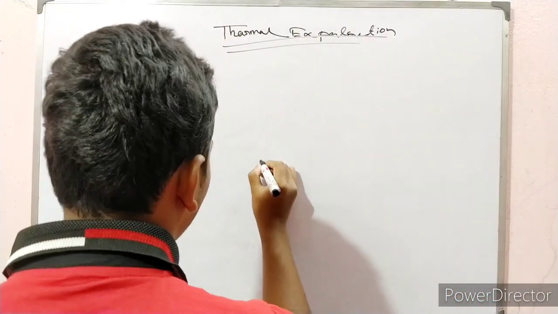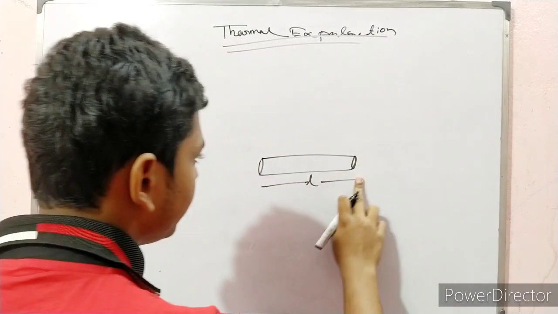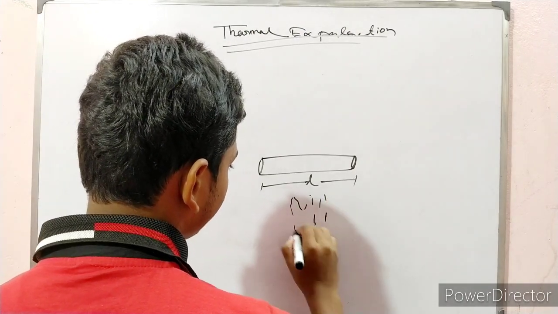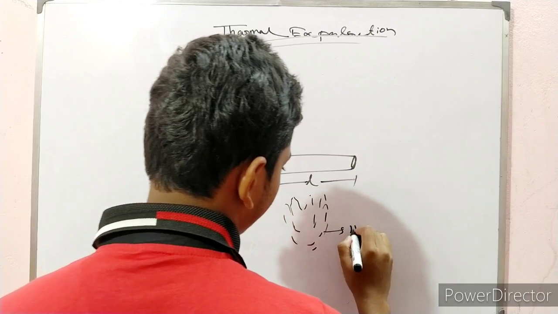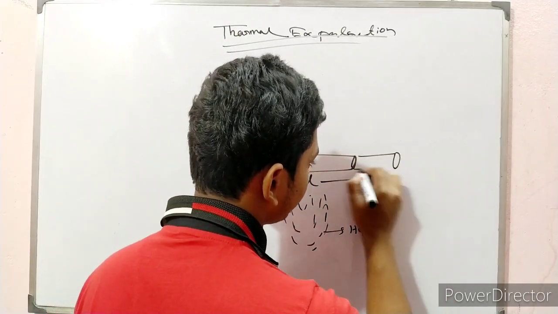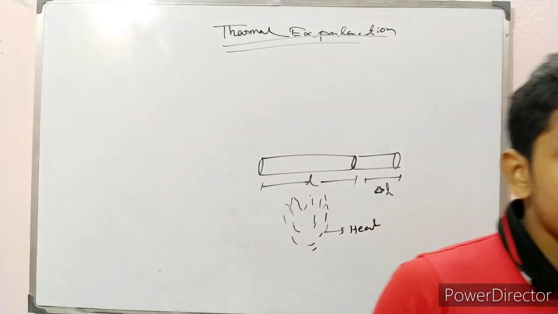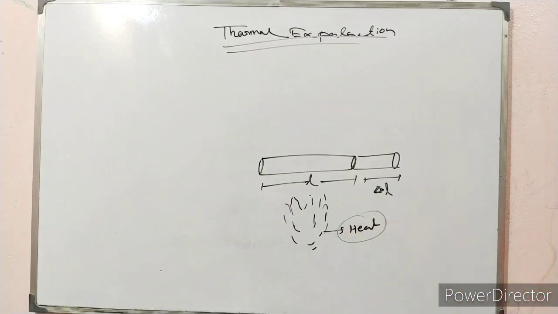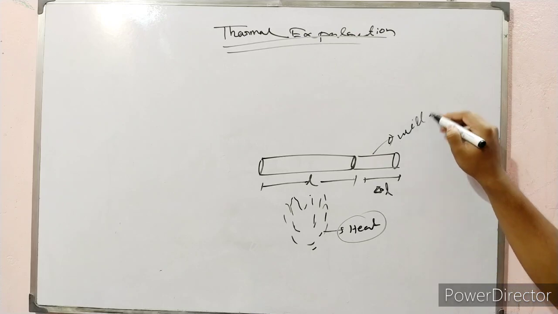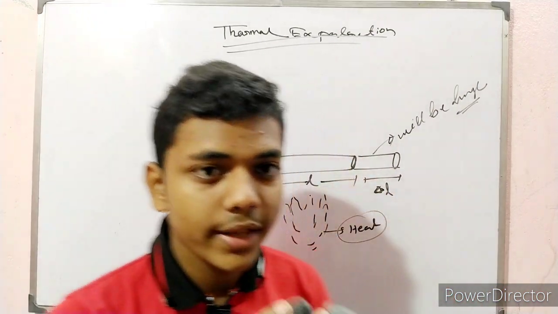Imagine you take a rod of length L and you give heat to it, and the length will change by delta L. So why is the length changed? Due to the heat, the length will change. So this is called expansion.